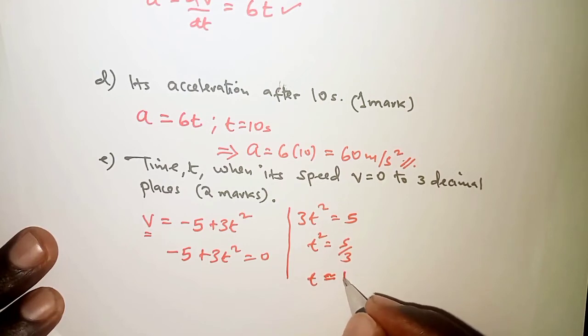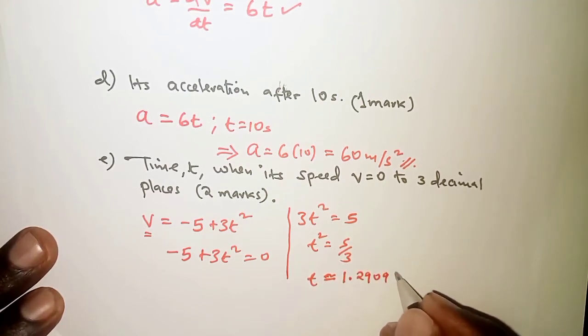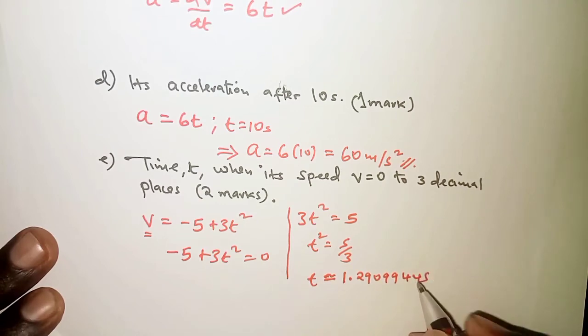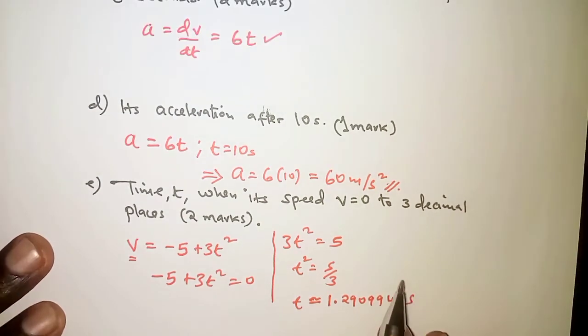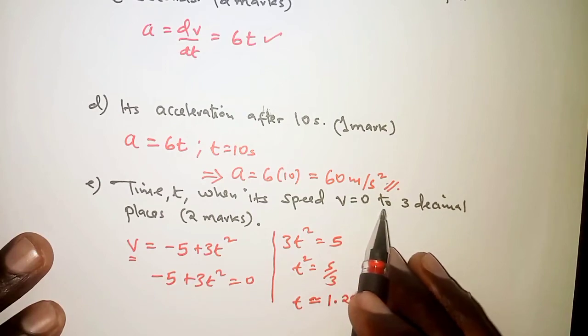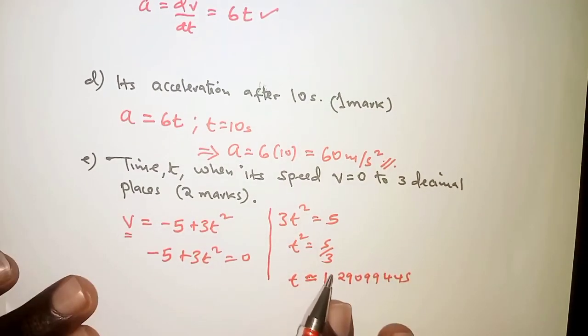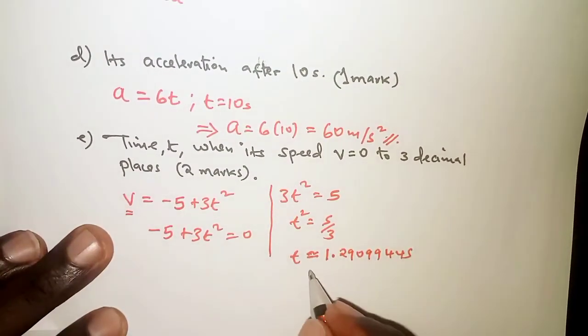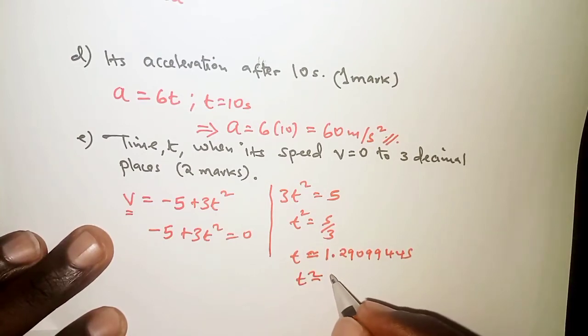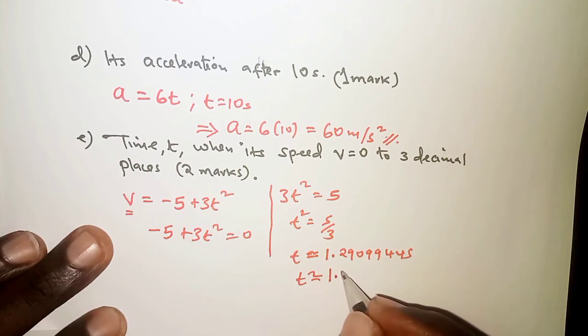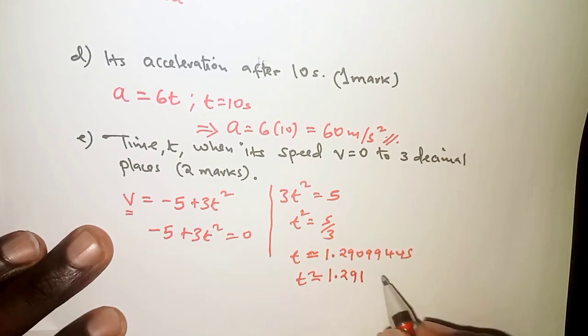approximately 1.29099445, but because we are asked to leave our answer correct to 3 decimal places, we will further approximate this. So t is approximately 1.291, and that is to 3 decimal places.